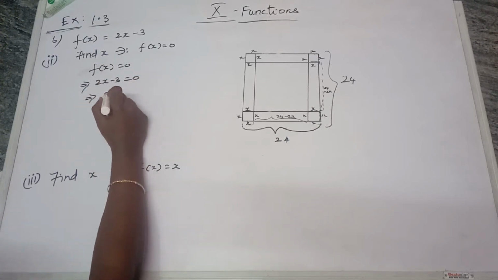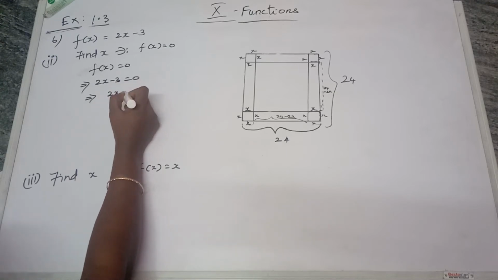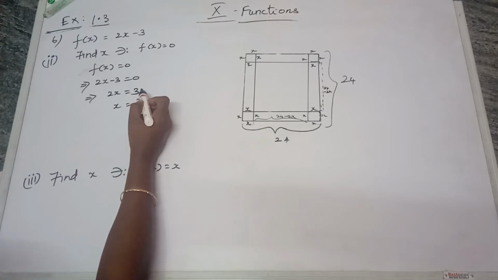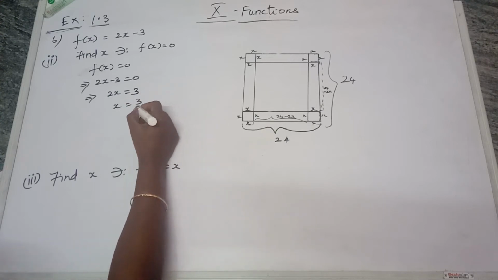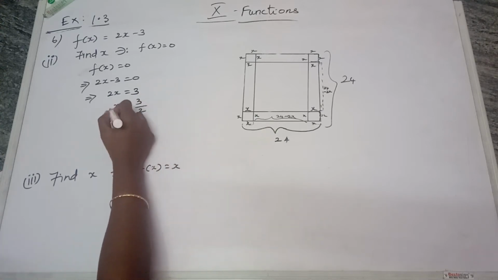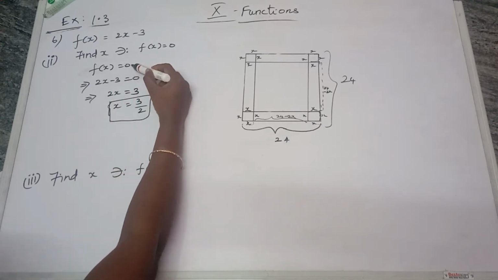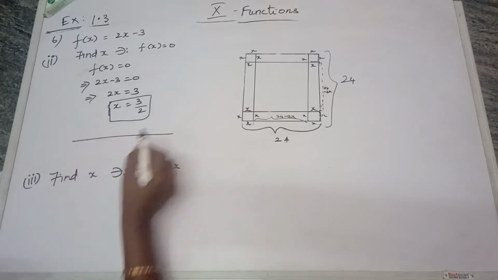So you have to find the value of x. The x term you write on the left hand side, and the rest of the terms you transpose to the other side. Here minus 3 is there, so you transpose it to the right side, and it becomes plus 3. Now x equal to 3, and this 2 is in multiplication with x, so if you transpose this 2 to the right side, it becomes division. So x is nothing but 3 by 2. So if f of x is equal to 0, then the value of x should be 3 by 2. This is the second division.